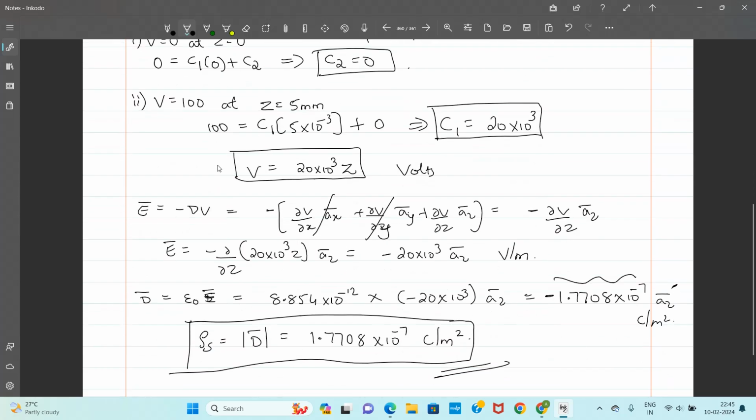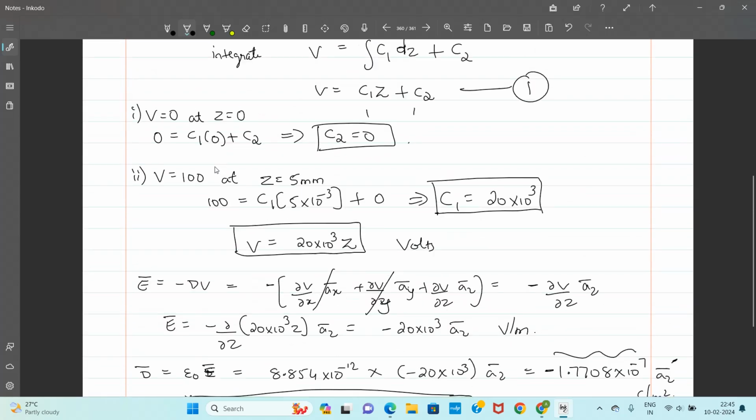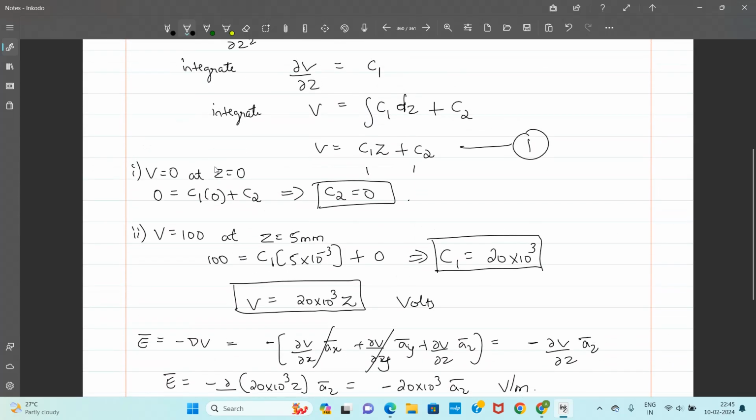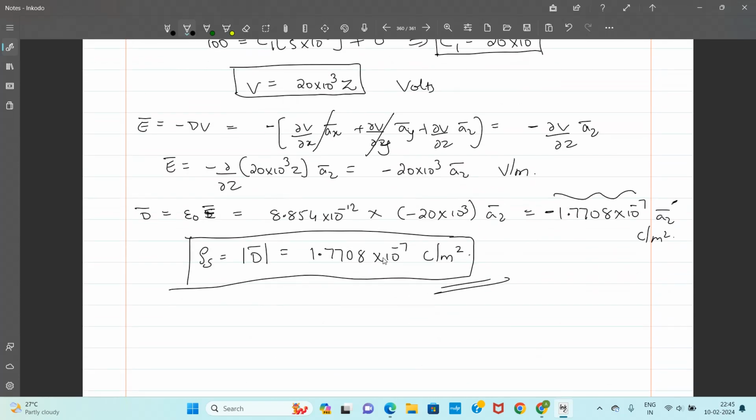So this is one example where boundary conditions or the initial conditions will be given, which is used to calculate C1, C2 constants of integration and substitute it back. Right? So we'll move on to the next problem here.